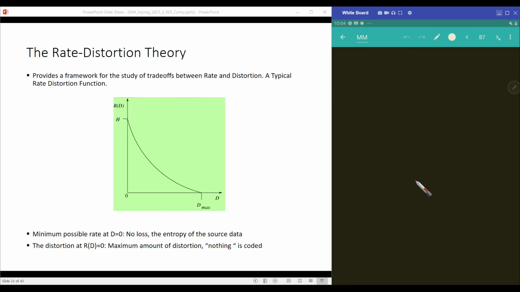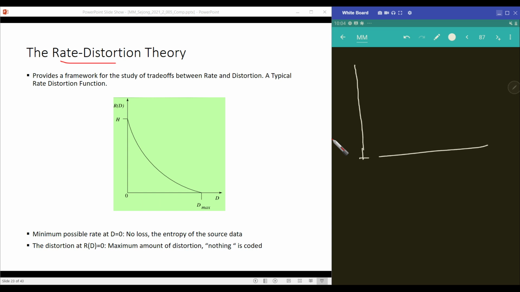Now let's understand this figure. This says rate distortion theory. Okay, so it is basically a framework. Whenever we study compression or transmission, we study this kind of thing.